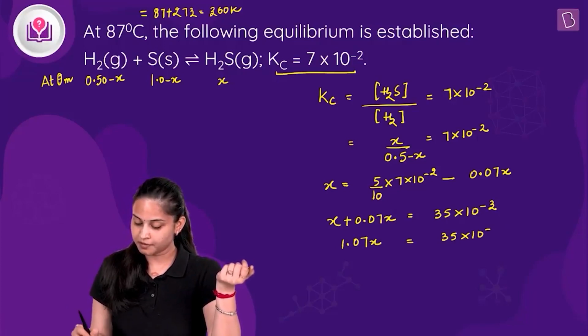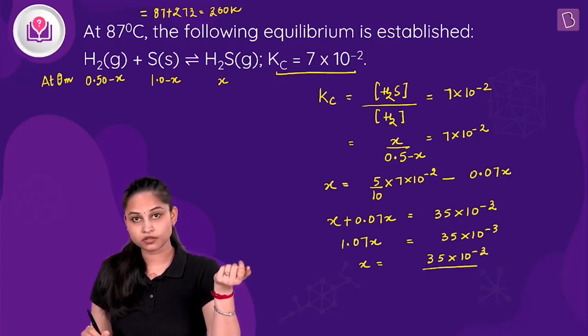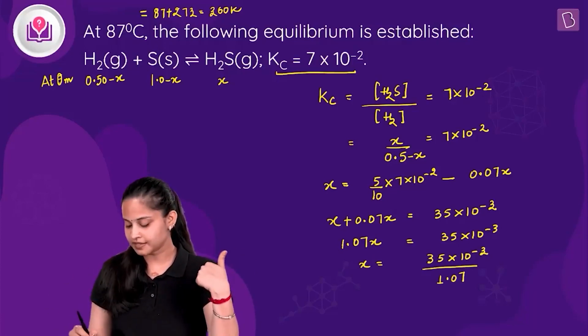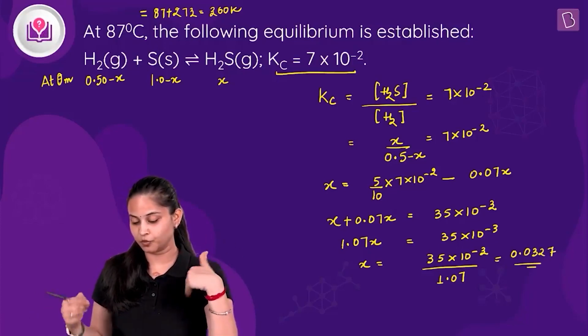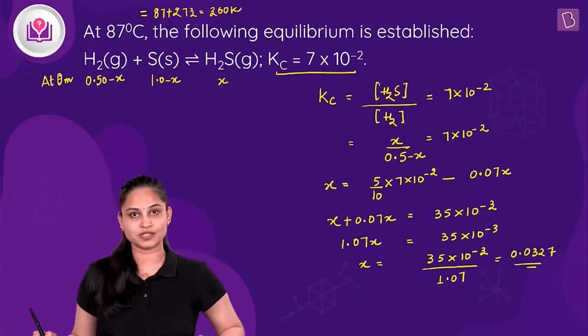So x is equal to 35 into 10 raised to power minus 3 divided by what? It will be 1.07. So when you calculate this, you'll get the answer as 0.0327. The value of x is actually 0.0327, the number of moles of H2S in the gaseous state.